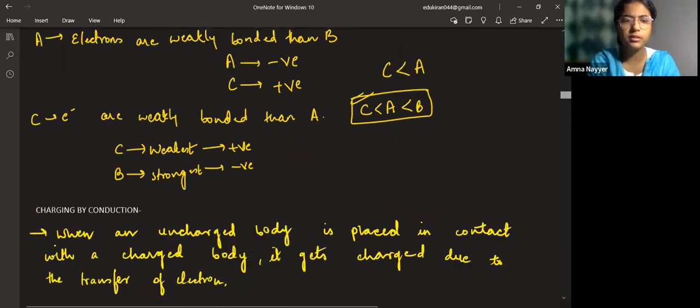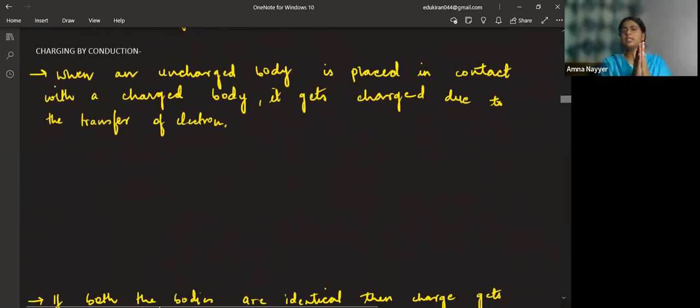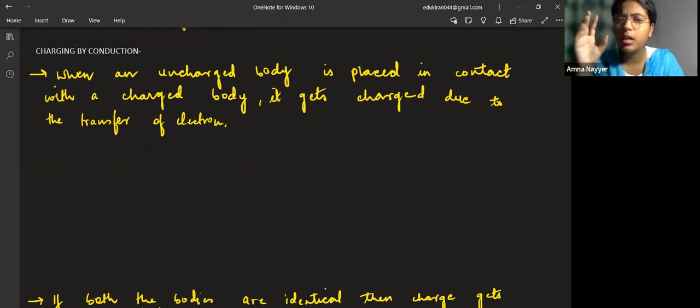Otherwise, I'm moving further. Okay, charging by conduction. See, charging by conduction is also not difficult. Easiest is charging by friction, just rubbing of two bodies. In charging by conduction, the basic concept remains the same: transfer of electrons occurs from one body to another, because of heat and all.